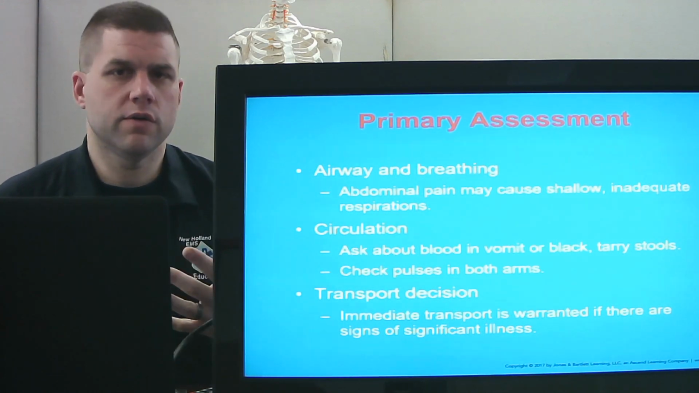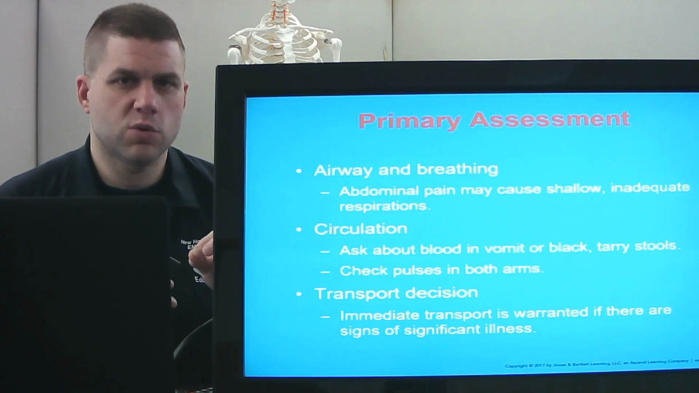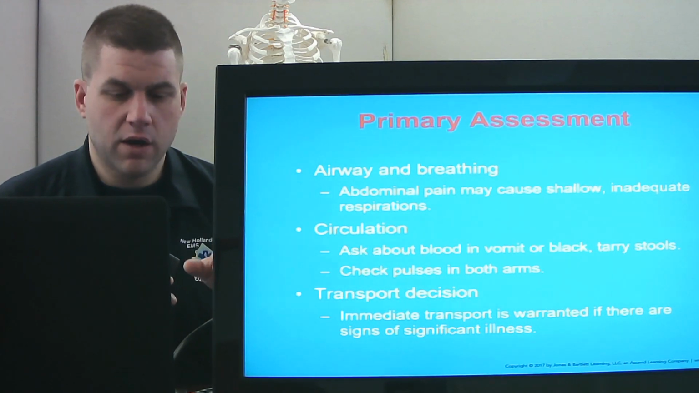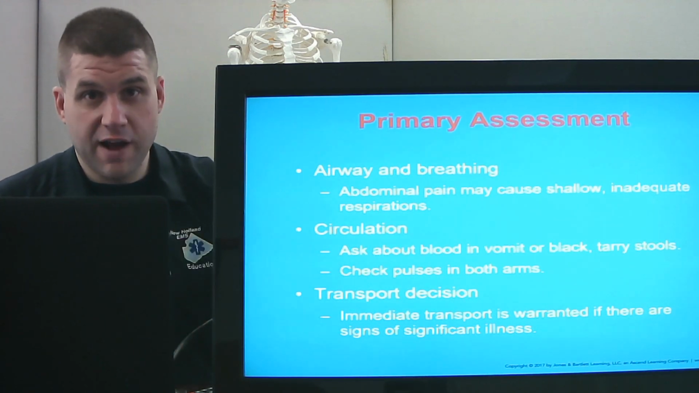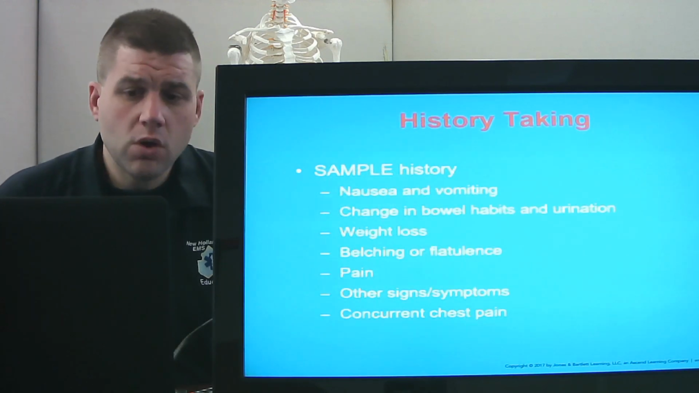Oftentimes, people call us for these abdominal pains, and it's not a life-threatening emergency. These are one of those situations where we might not have to load and go. We could stay and play with these patients. So what do we do?